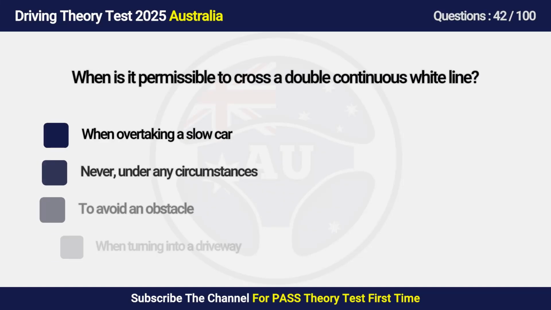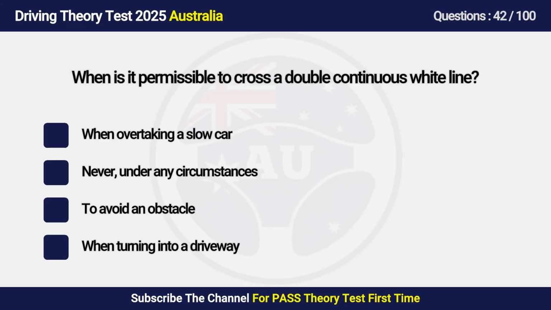Question 42. When is it permissible to cross a double continuous white line? A. When overtaking a slow car. B. Never under any circumstances. C. To avoid an obstacle. D. When turning into a driveway.